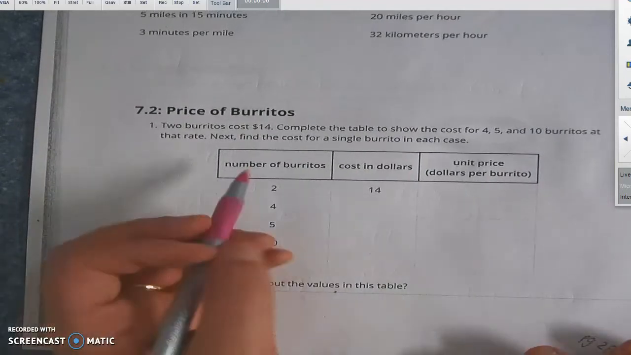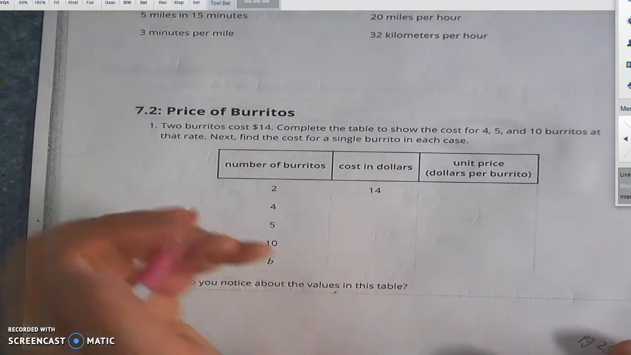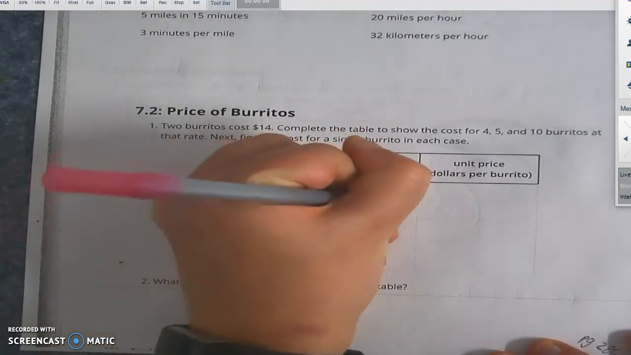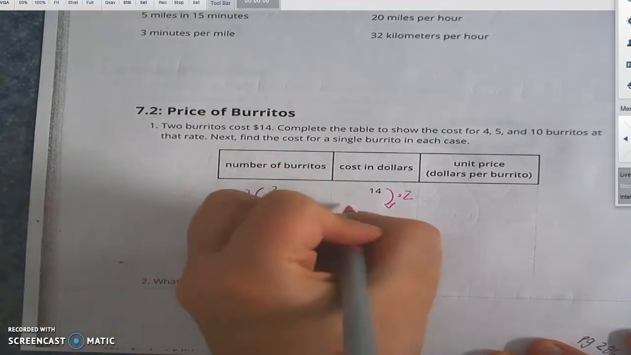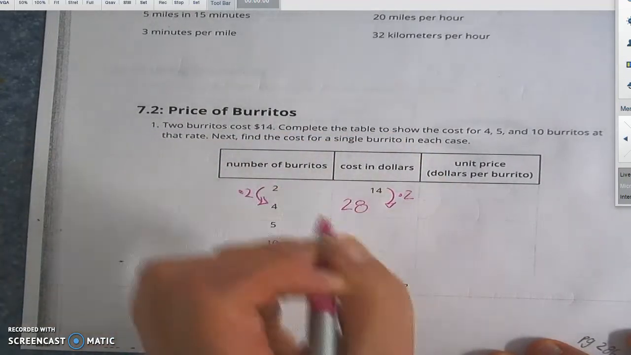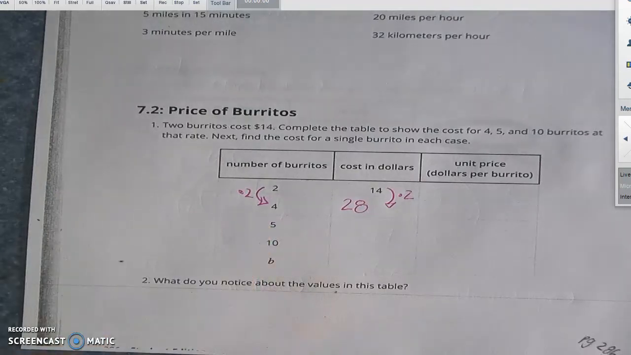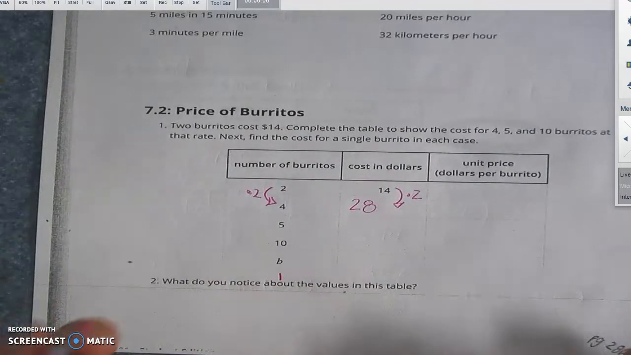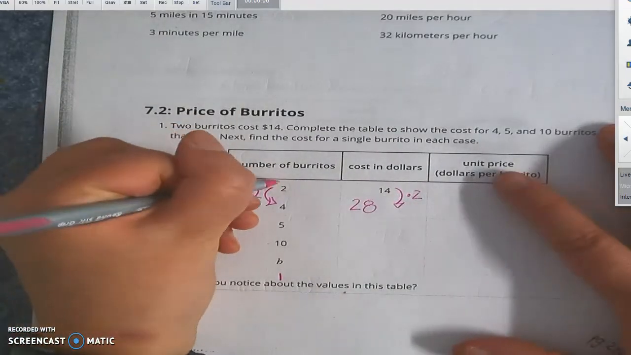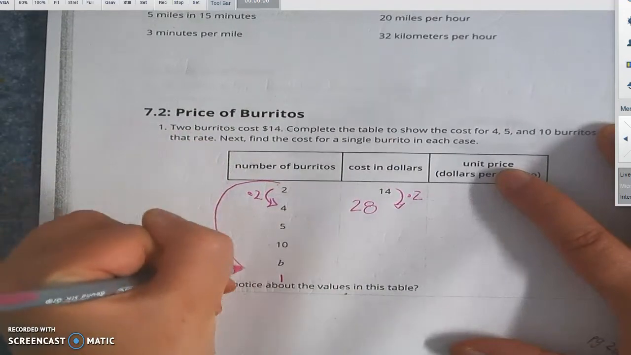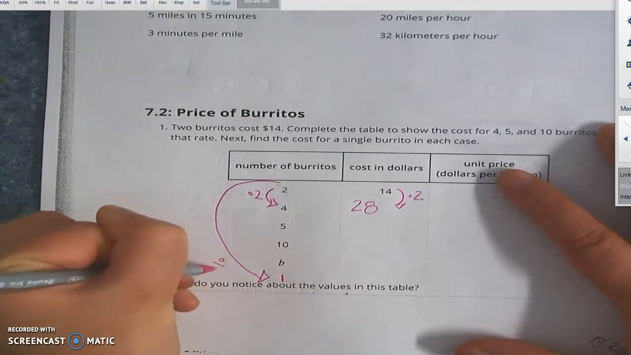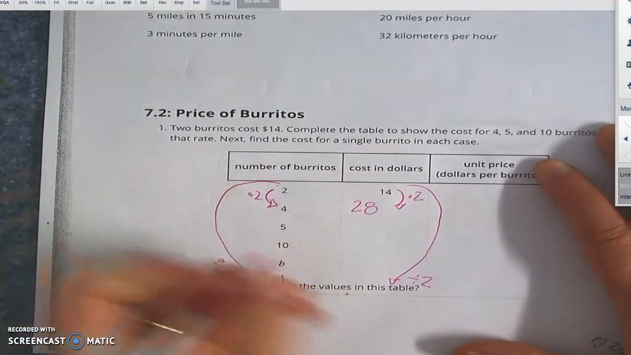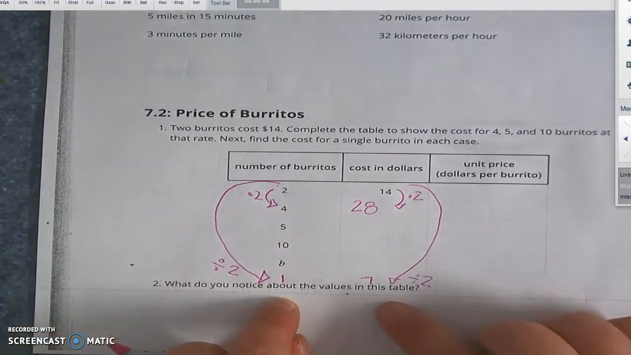Okay, welcome back. So 2 burritos for $14, and I want to get to 4. I'm just going to do times 2. So that's 4 burritos for $28. Then I need to find 5 burritos. At this point, I'm going to come down to the bottom of my table, and I'm going to find 1, which I kind of already did in my head, because if 2 burritos are $14, then obviously just 1 is going to be 7. But I can do divided by 2, divided by 2. So 1 burrito's $7.